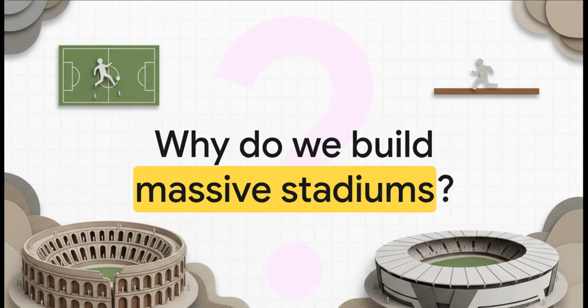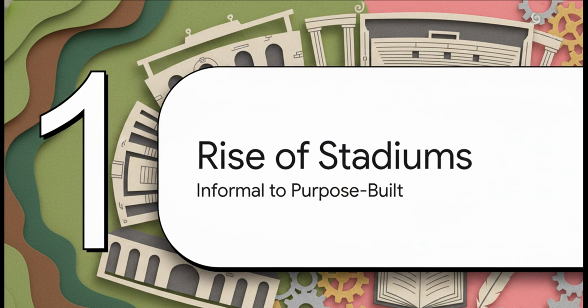I mean, for a very long time, athletic pursuits were completely informal. People just kicked a ball in a park or ran around in an open field. So what exactly caused that shift from casual ad hoc play to the construction of permanent, monumental arenas? To understand that, we actually have to look back at a time of massive societal upheaval. Section 1. The rise of stadiums. From informal fields to purpose-built venues.